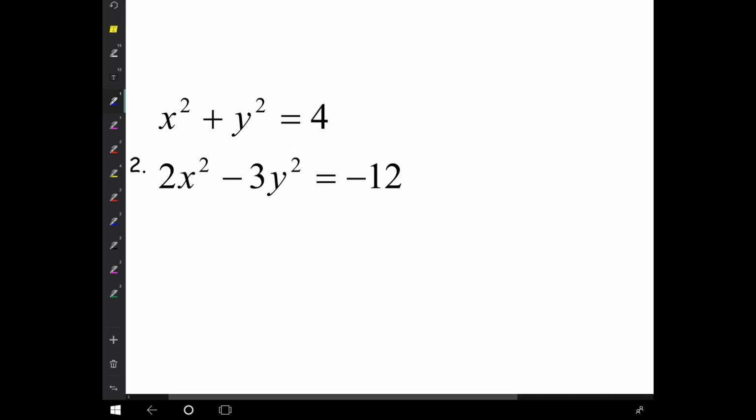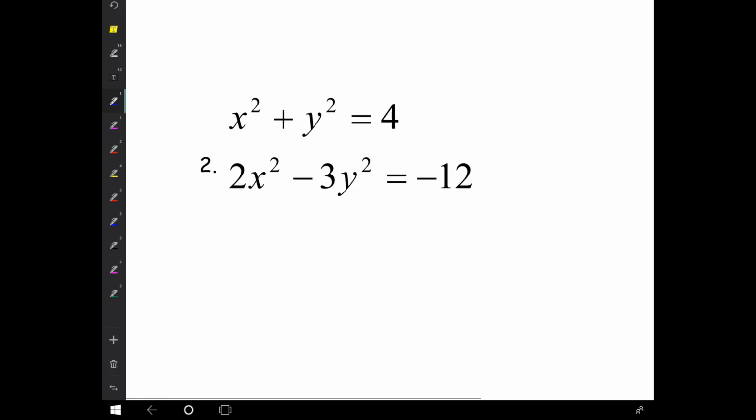I have an x squared and a y squared. What would I multiply this through by? What do you guys want to eliminate, x or y first? I heard different. Raise your hand if you want x. Raise your hand if you want y. Raise your hand if you don't care.